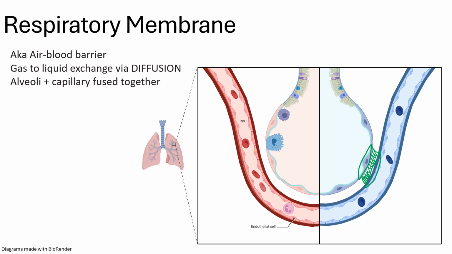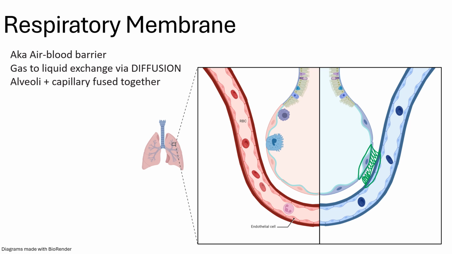By fusing these membranes, the distance through which the molecules have to move becomes less. This is just one of the many adaptations present in the respiratory membrane to encourage the passive diffusion of gases, right? So the point here is not to use active transport and not to consume ATP. So let's look at this picture a little bit more closely.